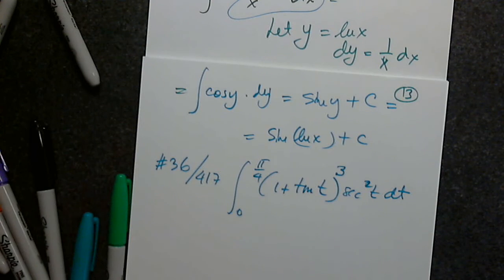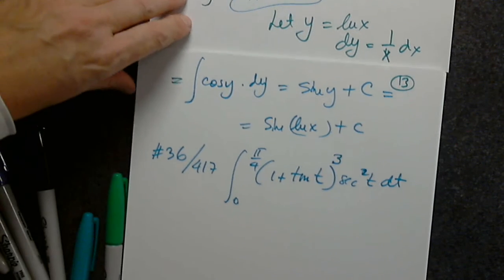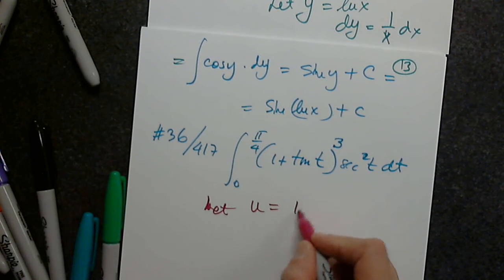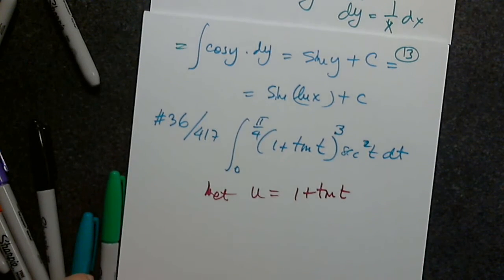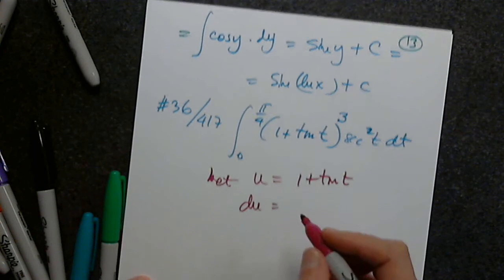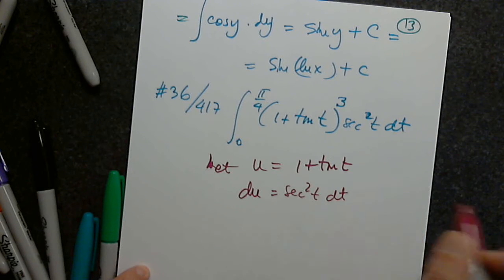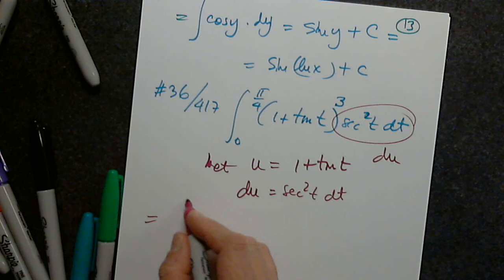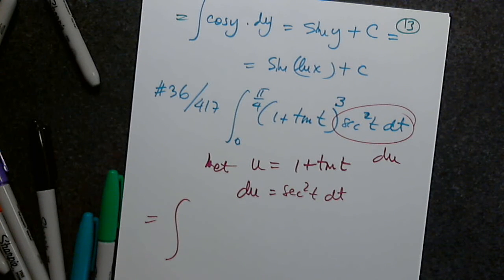So next step is, very good. Let u this time be 1 plus tangent t, only if du is in the problem or easily makeable, meaning just a constant factor can be adjusted. So what do we get? Yes, secant squared t dt. And here it is. So do not copy the limits of integration, please.